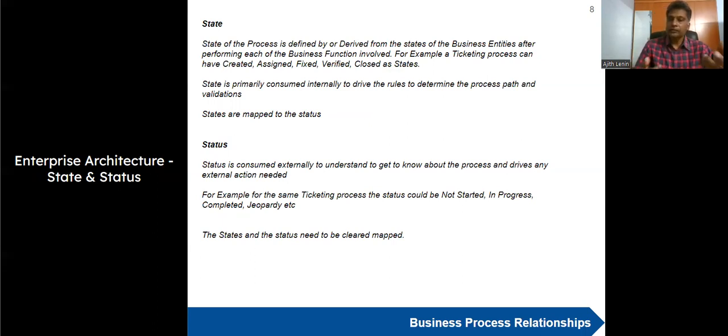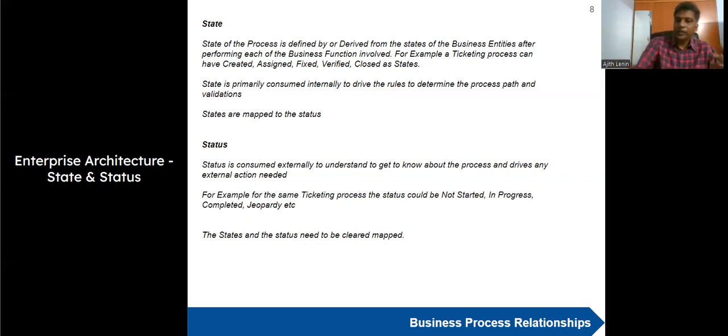And these states have to be mapped to the status, right? So we'll come to that. What do we mean by status? Statuses are typically used for external consumption. If an external entity outside of this process, it could be another process, it could be a business entity which is interested in this process, or an external component of the architecture, looks at this process to see if any action is needed from their side, that's a typical scenario we use status for, right? It basically gives a view of the process to the outside world.